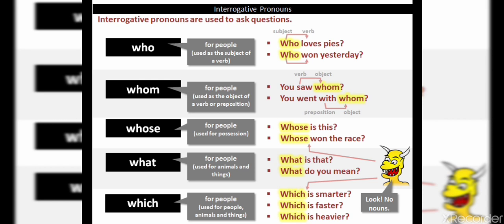Look into these examples of interrogative pronouns. What is that? Which is yours? Who did it? Whom shall we ask? Whose is this? Whatever did you say? Whomever did you find? Whosoever is this?